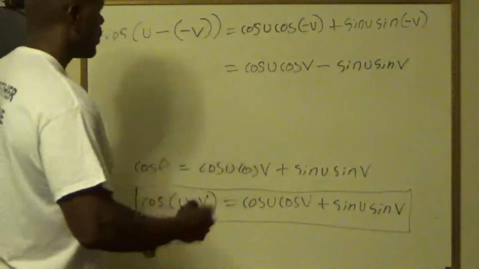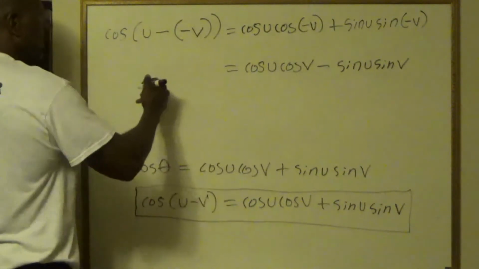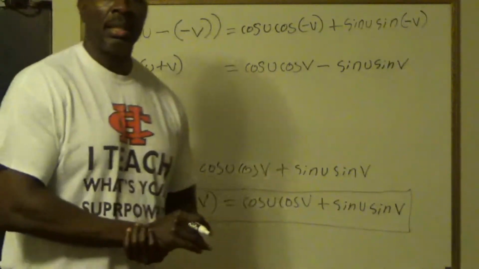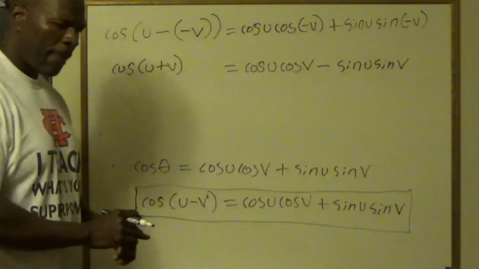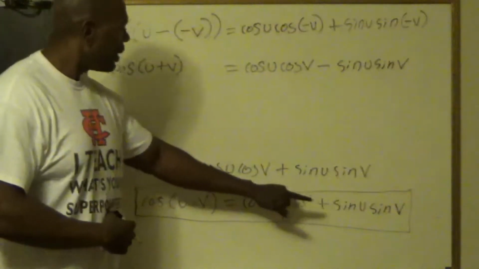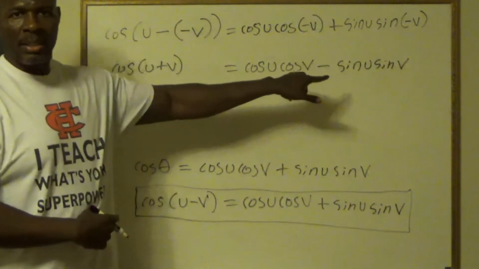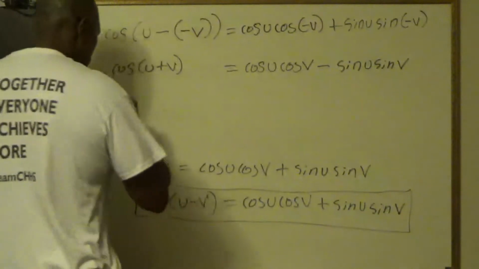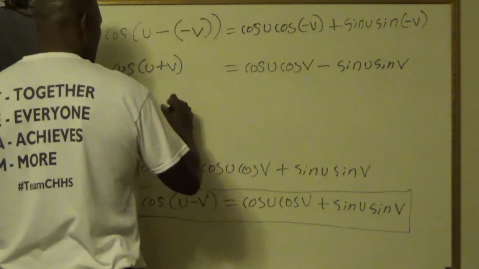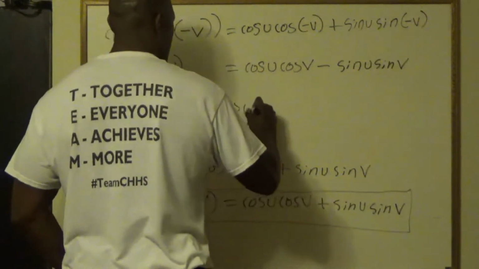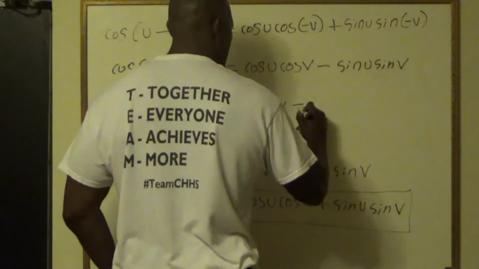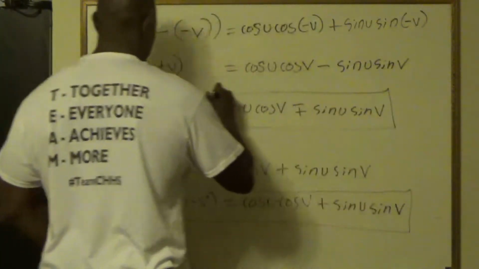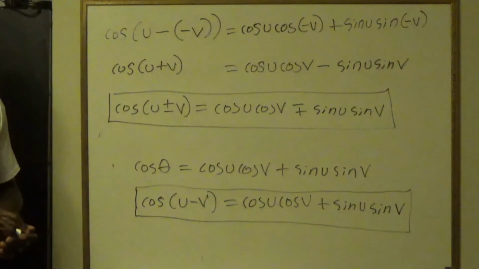So there's your cosine sum formula. Again, we were doing the cosine of u minus negative v, which is the same thing as the cosine of u plus v. And what you should notice about the cosine sum and difference formula is when it's minus here, it's plus there, and when it's plus here, it's minus there. In both cases, we start off with cosine u cosine v in the front, and sine u sine v in the back. So just a general way of writing it: cosine of u plus or minus v would be cosine u times cosine v minus or plus sine u sine v. Okay, so there's your cosine sum and difference identities.